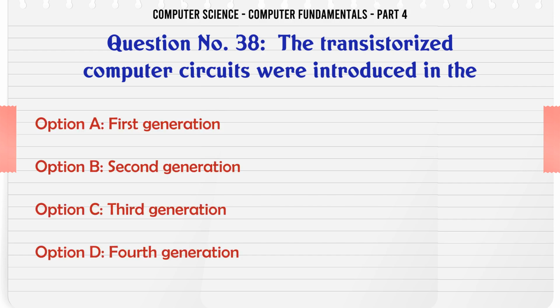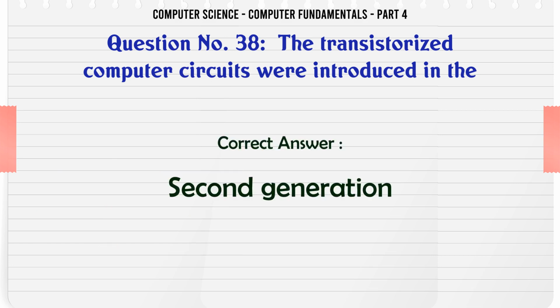The transistorized computer circuits were introduced in the A. First generation, B. Second generation, C. Third generation, D. Fourth generation. The correct answer is second generation.